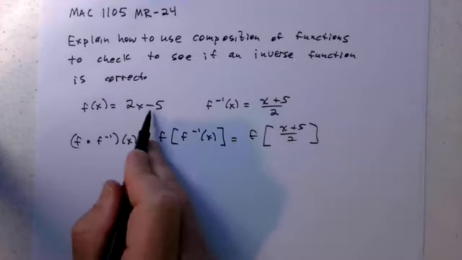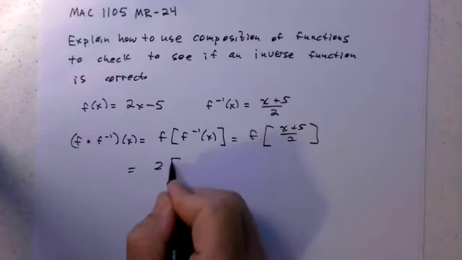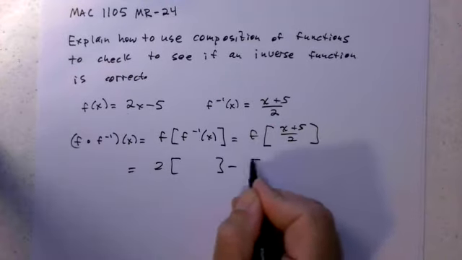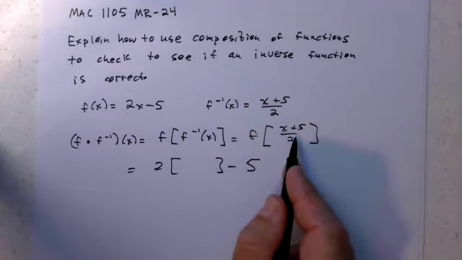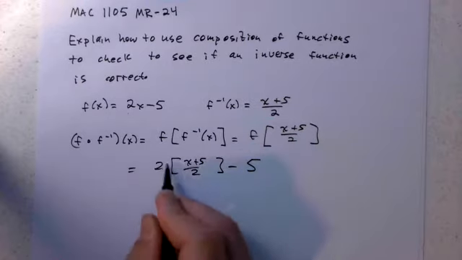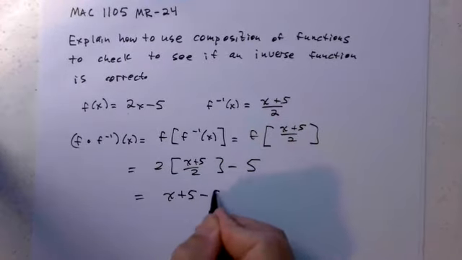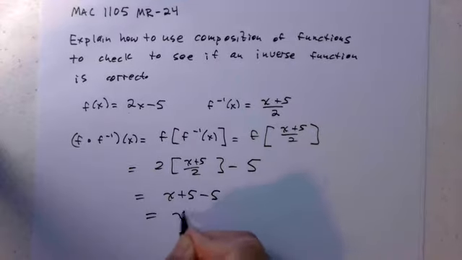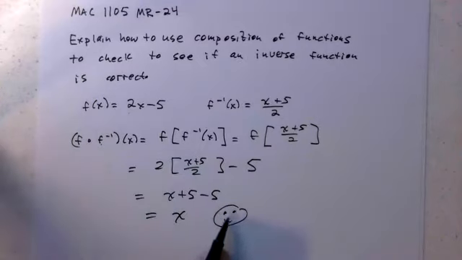What does f do? 2 times something minus 5. But the something, f of x is 2x minus 5. F of something, the something is (x plus 5) over 2. Well, you notice 2 over 2 divides out, and I get x plus 5 minus 5. X plus 5 minus 5 is x. That makes me happy, okay? F circle f inverse of x was x.